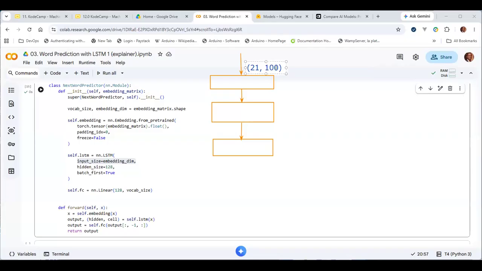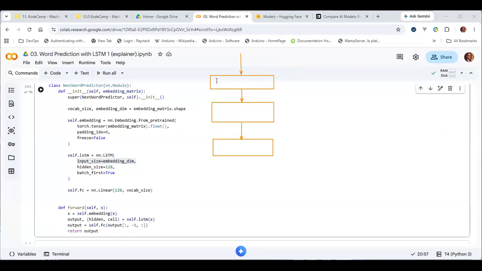Okay, sorry, let me correct that. That's not what I wanted to actually say. So let me back up because the input is actually not that size. The input is going to be batch size. But what I was trying to say is that at this input, you have the embedding layer.